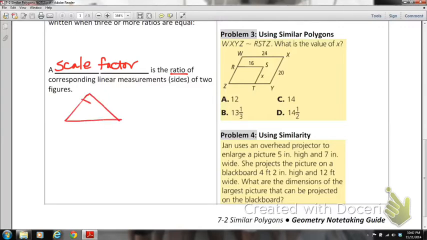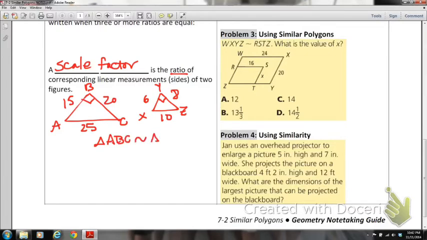Draw a right triangle that's ABC with lengths 15, 20, and 25. And then let's draw a smaller right triangle with lengths 6, 8, and 10. We'll label that one triangle XYZ. So here we have a similarity statement. We can write triangle ABC is similar to triangle XYZ. So we're given that information.